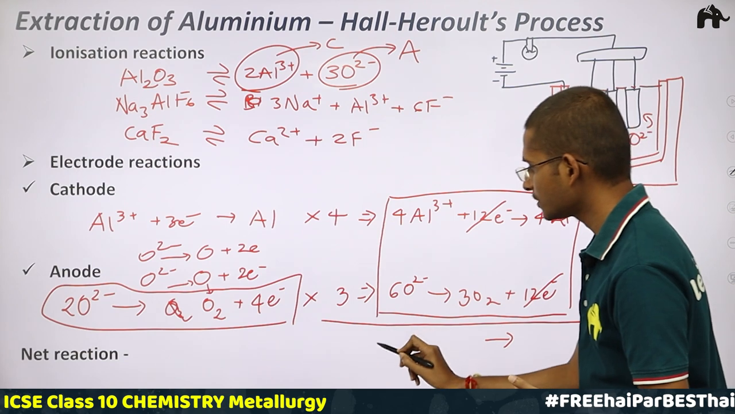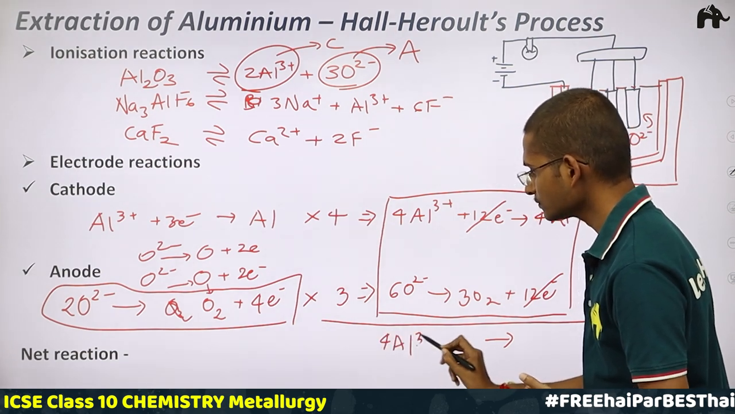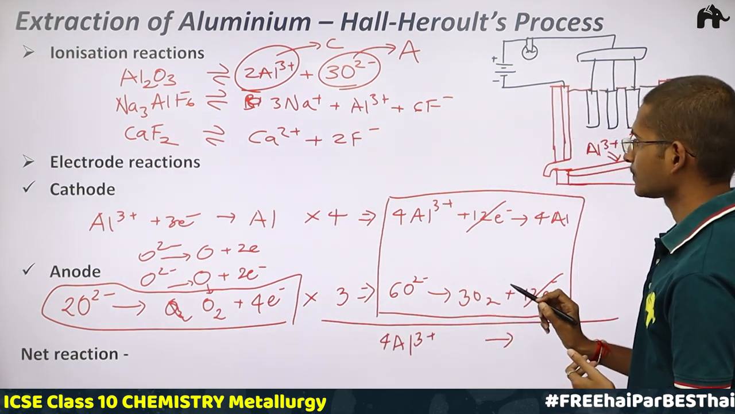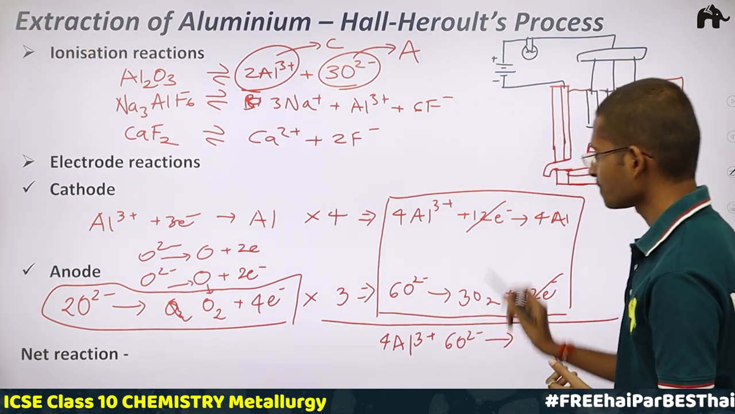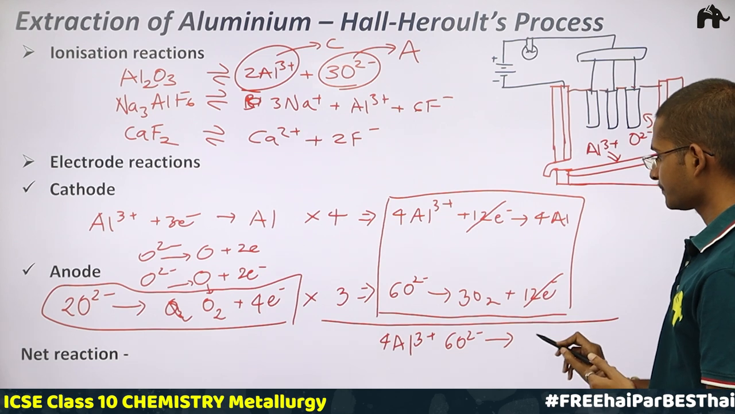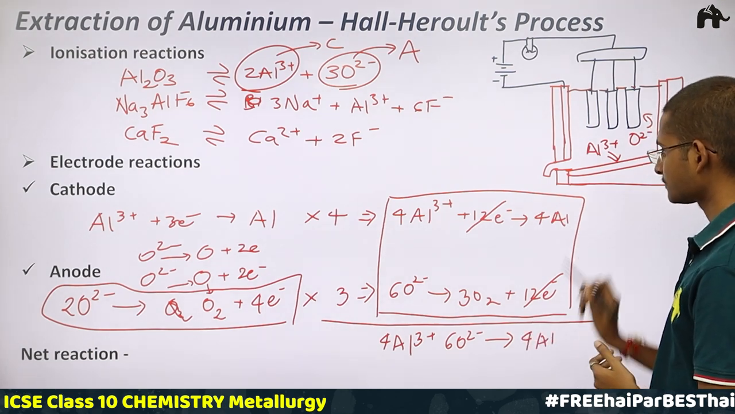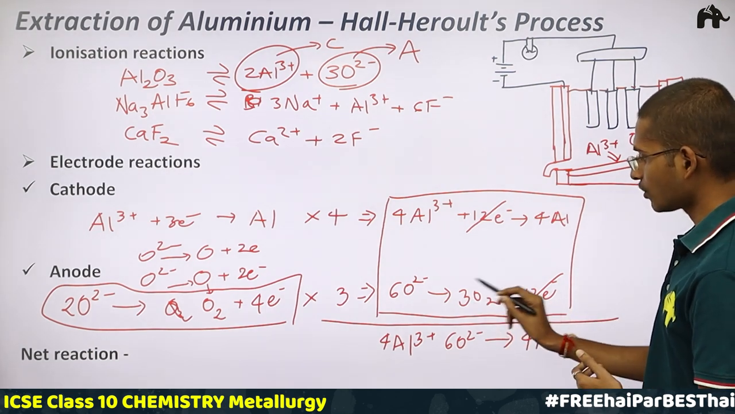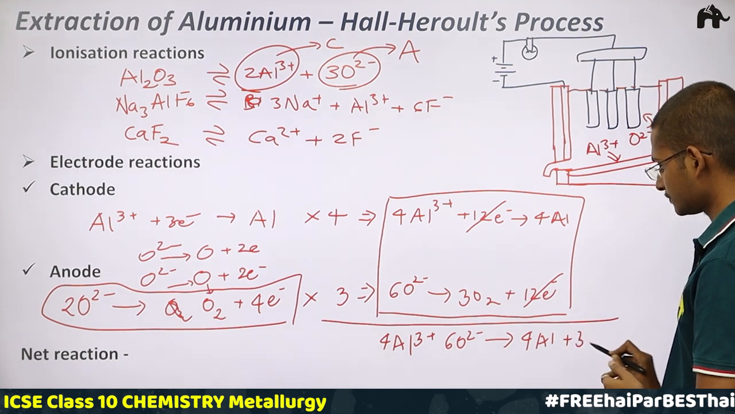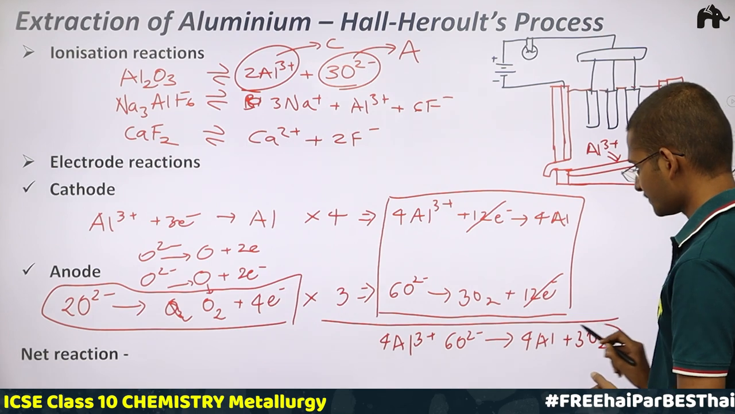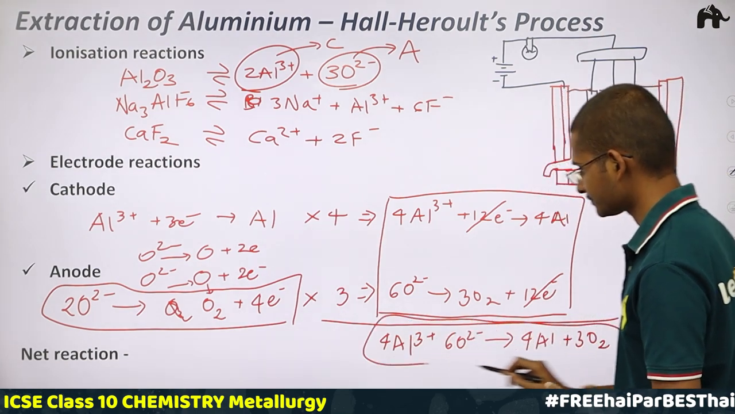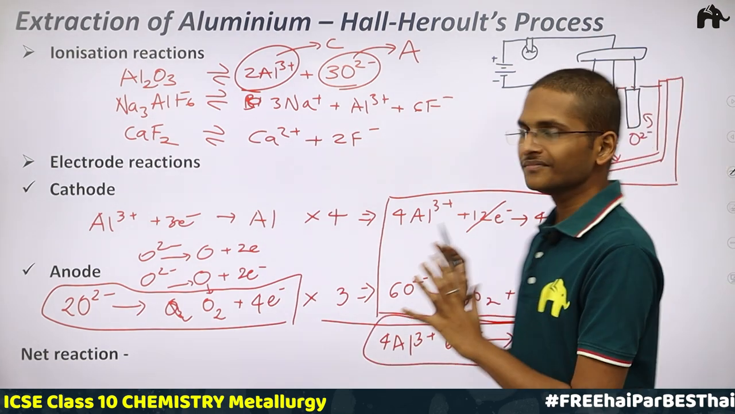So 4 Al 3 plus, plus 6 O2 minus, is giving us 4 aluminium and 3 oxygen. So this is our net reaction. It is very clear what is actually happening.